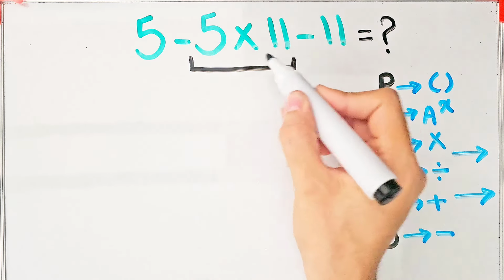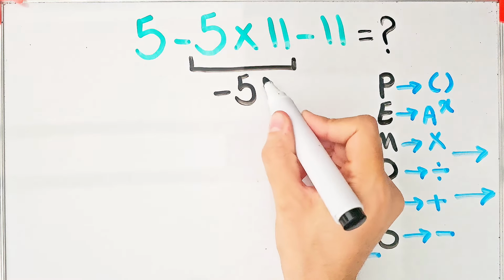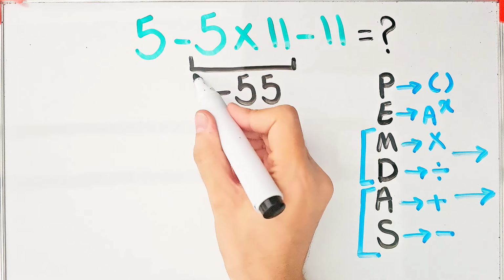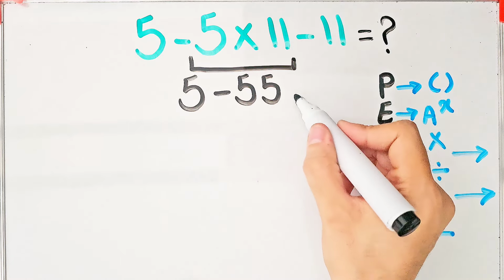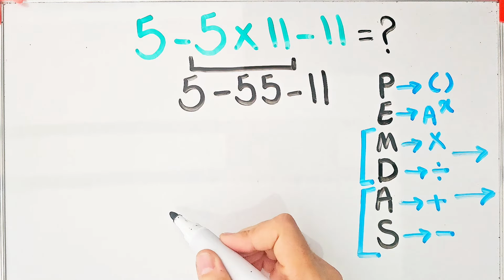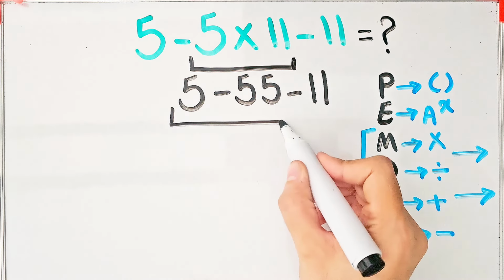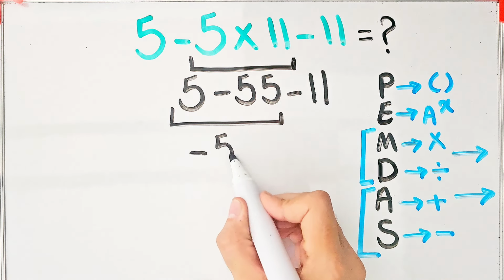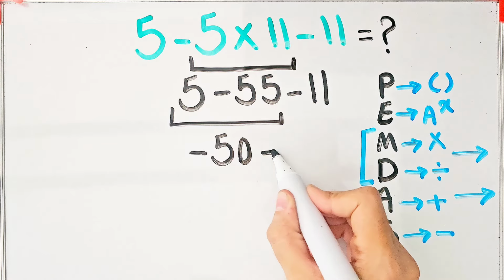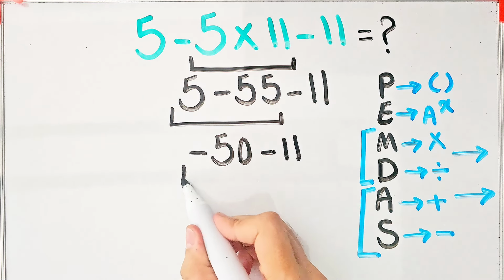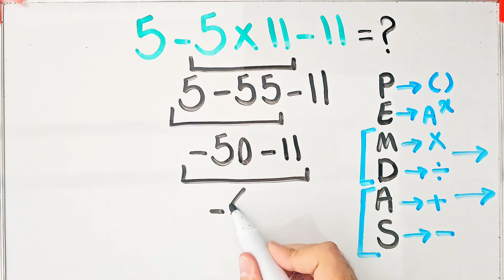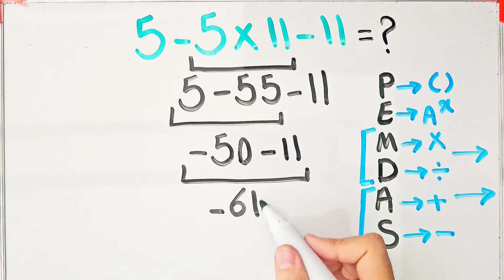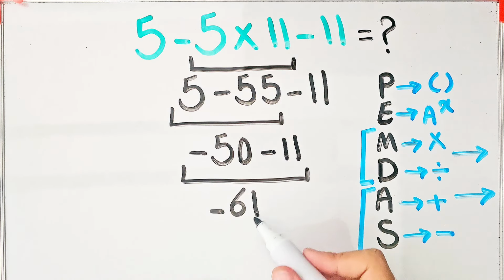Negative 5 times 11 equals negative 55. Now we have 5 minus 55 minus 11. 5 minus 55 equals negative 50, and negative 50 minus 11 equals negative 61. The final answer of this question equals negative 61.